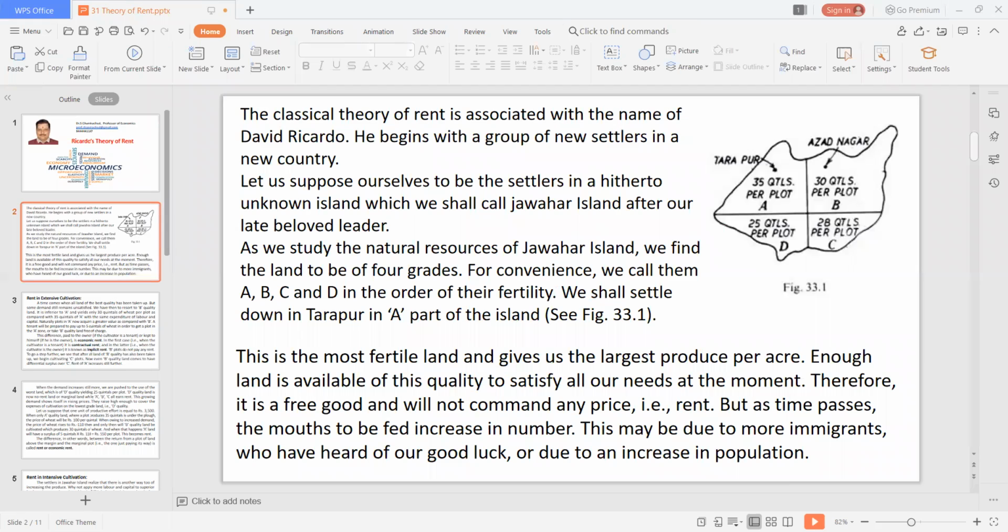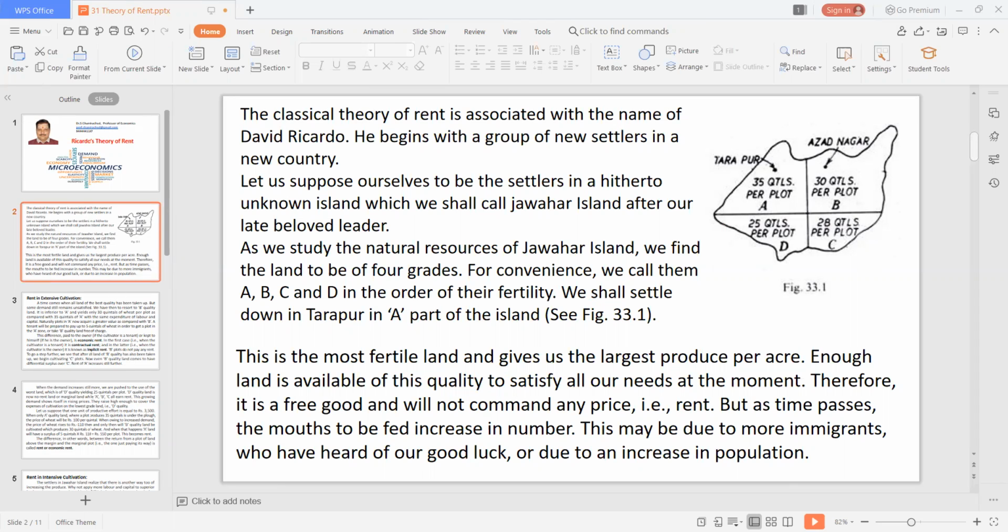The classical theory of rent is associated with the name of David Ricardo. He begins with a group of new settlers in a new country. Imagine there is a new country, people are going to migrate there. Let us suppose ourselves the settlers to an unknown island, which we shall call Jawahar Island. That particular region we call Jawahar Island. Because David Ricardo explained it in his context, I am explaining in an Indian context.